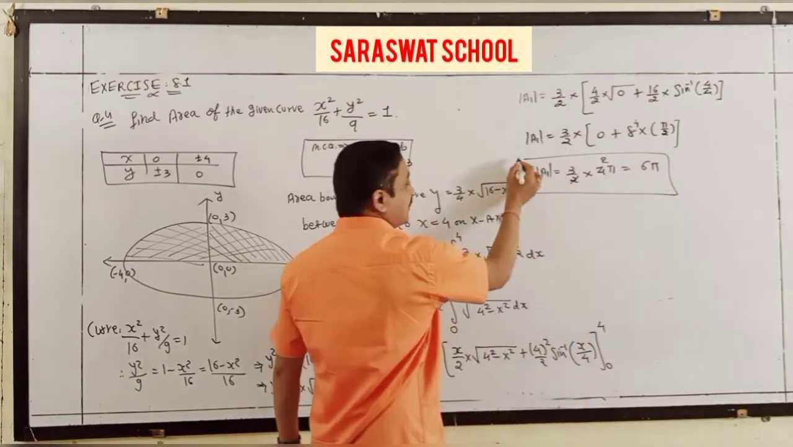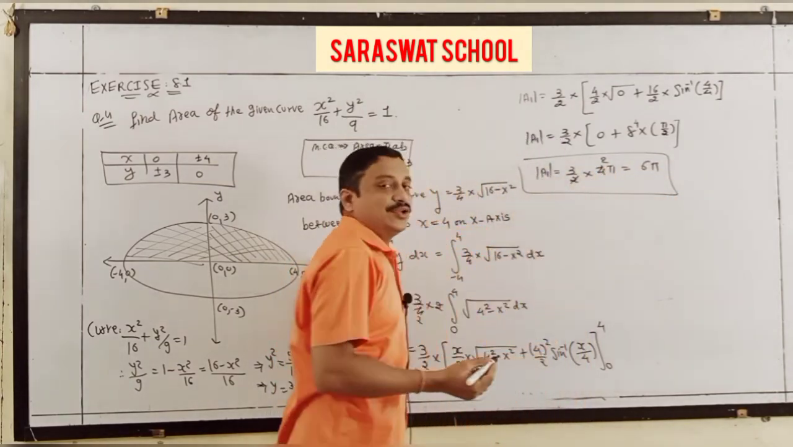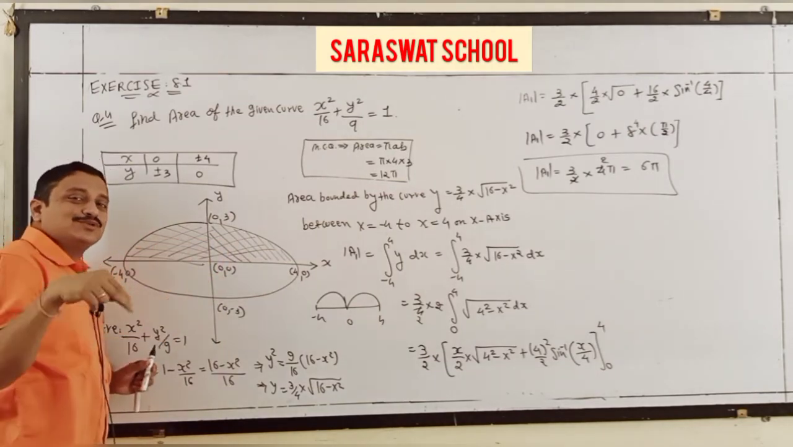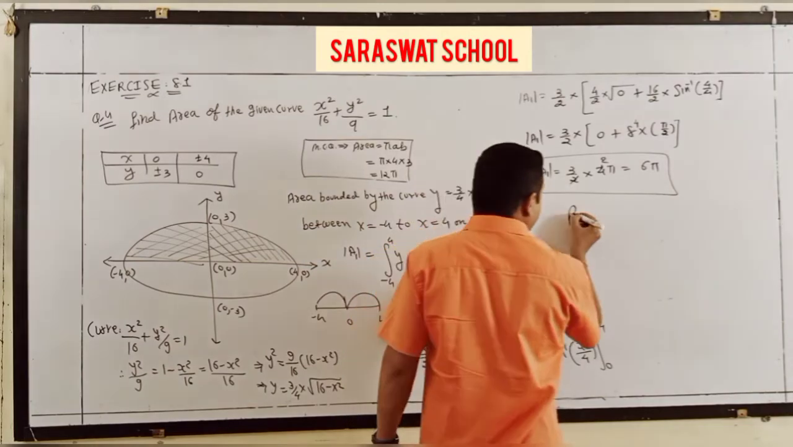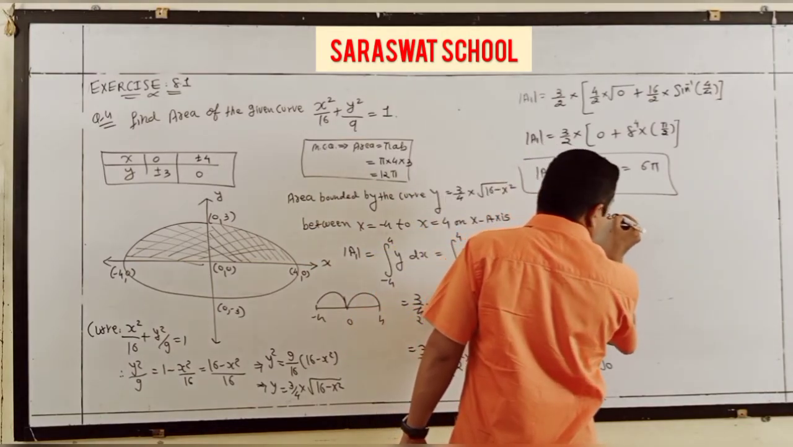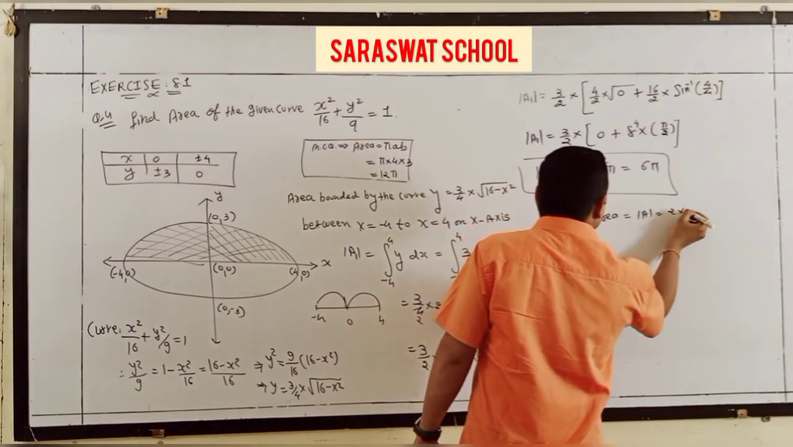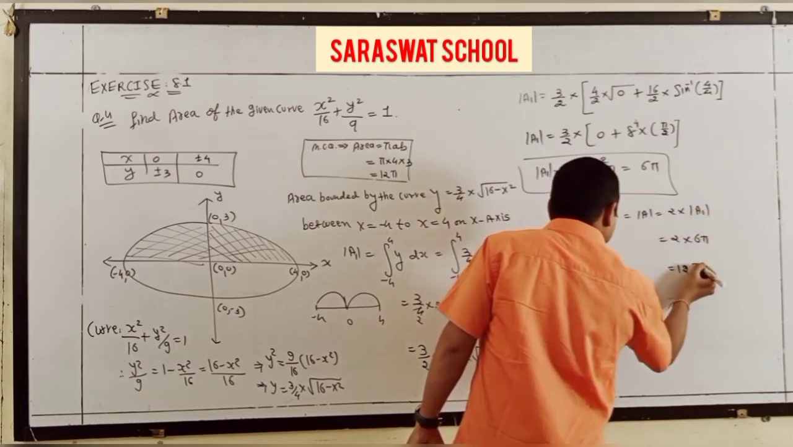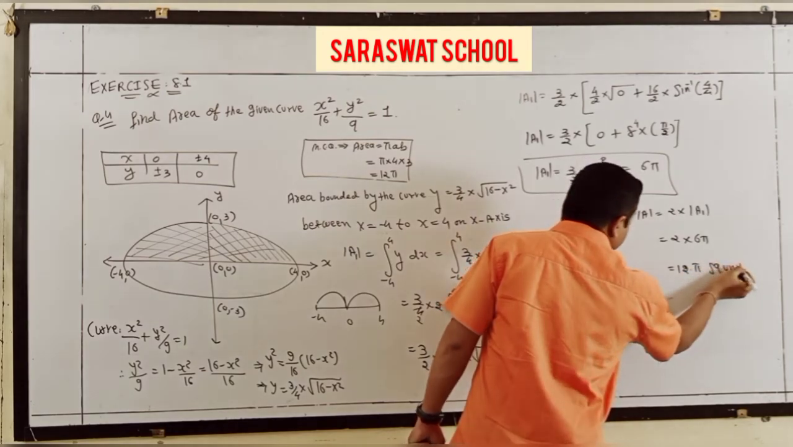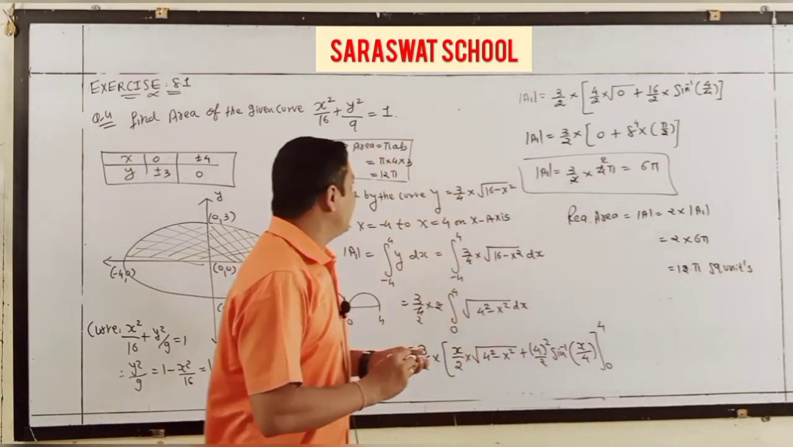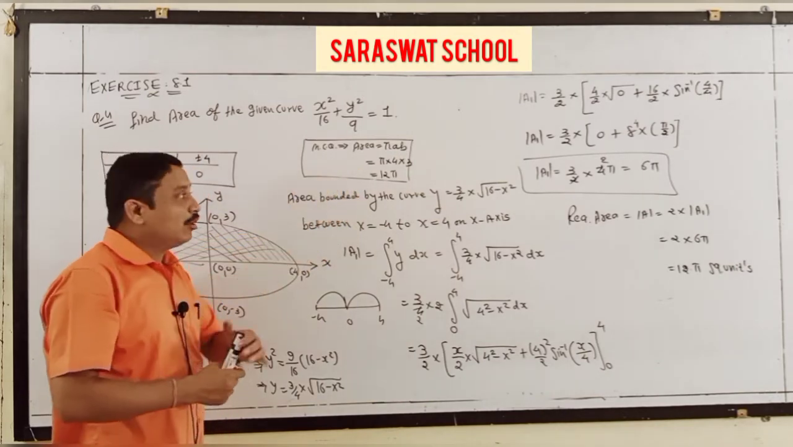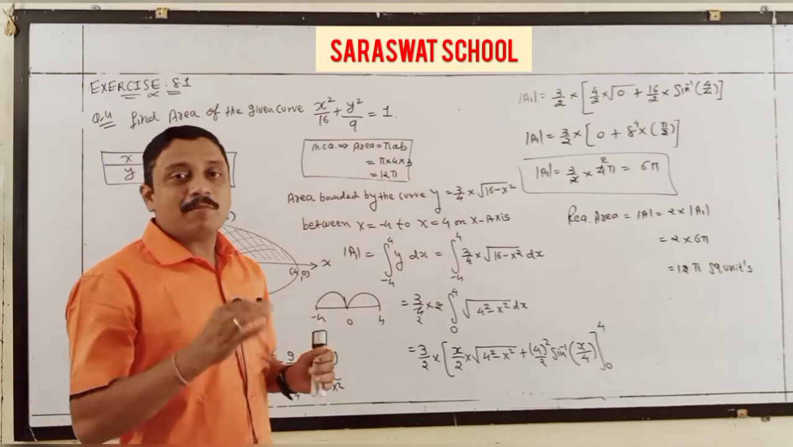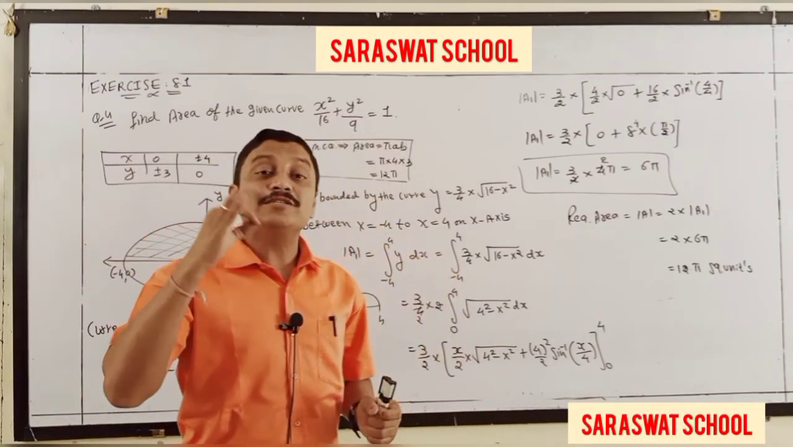This area is covered, finally, between that and this. But I want the full, so times 2. So the required area A is 2 times A1, which is 2 times 6 pi, which is 12 pi square units. And already students, I defined this in the shortcut way: always you can apply the formula pi a b for the area bounded by the ellipse, always pi a b.